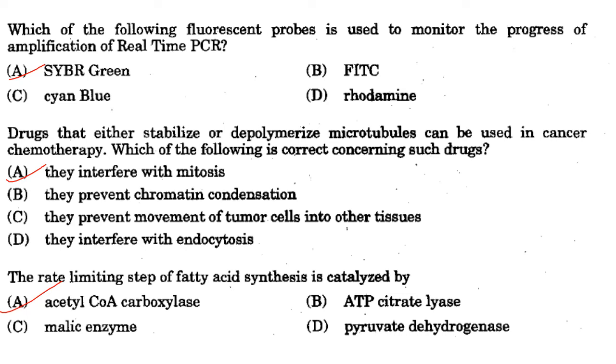Drugs that either stabilize or depolymerize microtubules can be used in cancer chemotherapy. Which of the following is correct concerning such drugs? So they interfere with mitosis. Answer is option A. The rate limiting step of fatty acid synthesis is catalyzed by, this is also a repeated question. It is the formation of malonyl CoA from acetyl CoA. That is the rate limiting step in fatty acid synthesis, and it is catalyzed by the enzyme acetyl CoA carboxylase. Answer is option A.